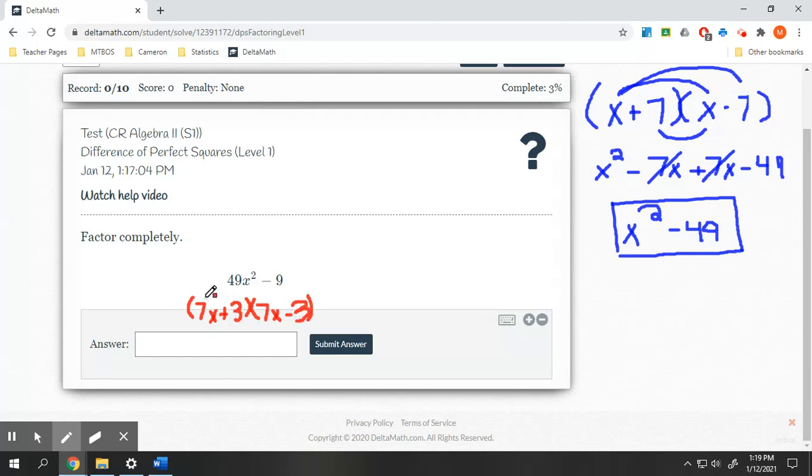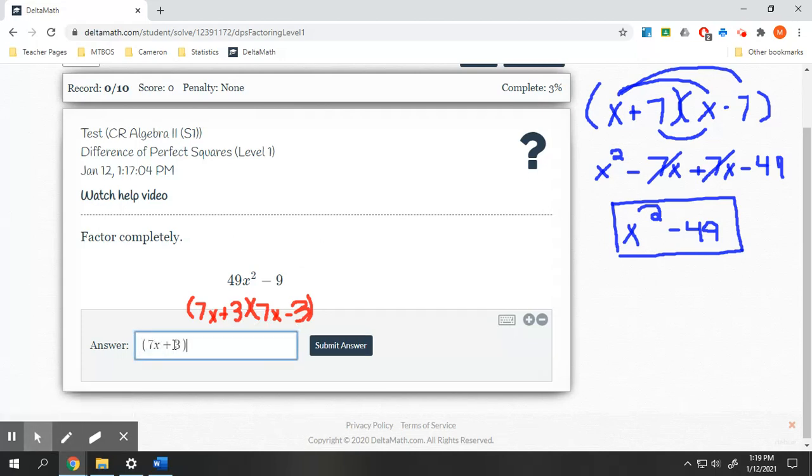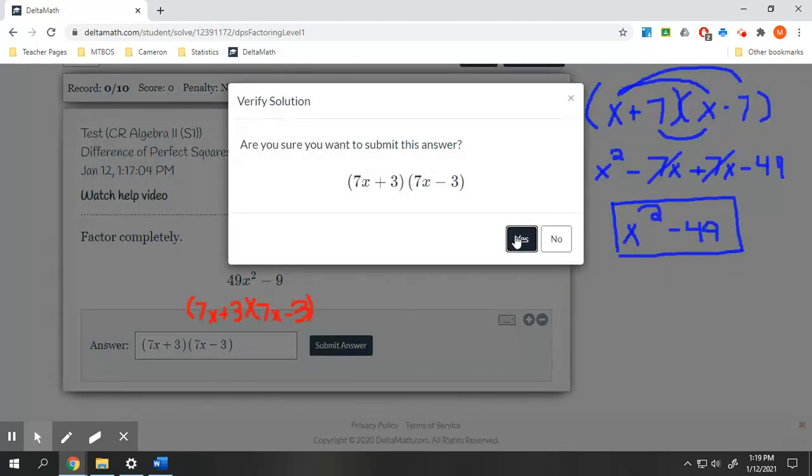If I were to multiply this out, 7x times 7x is 49x squared, I would have a negative 21x and a positive 21x, those would cancel out, and then a 3 times a negative 3 would be a negative 9. So my factored term would be 7x plus 3 and 7x minus 3. And there you go.